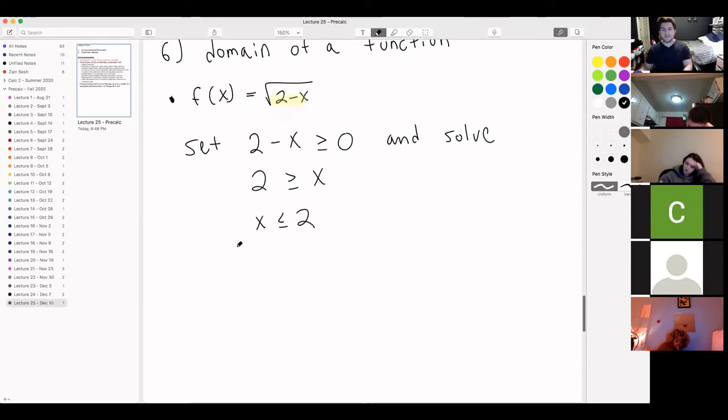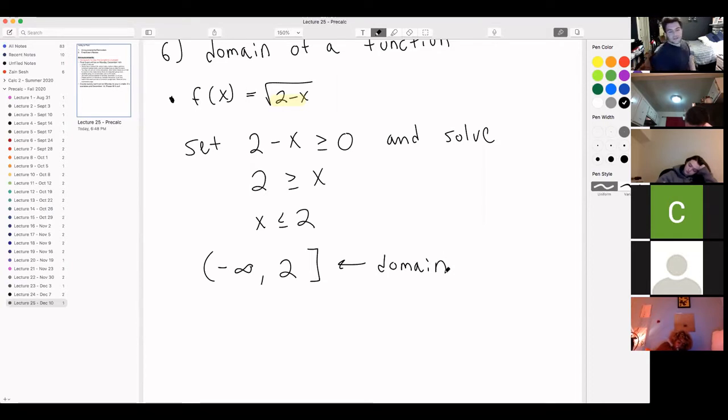Good, and now you're going to put this in interval notation. So it's going to be minus infinity to 2. Now there's a less than or equal sign, which means we can permit 2. 2 is allowed, so I put a square bracket to indicate that 2 is allowed. Okay, so that's the domain.